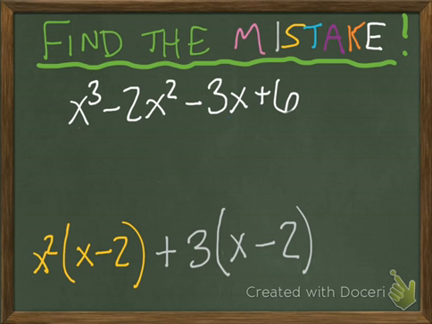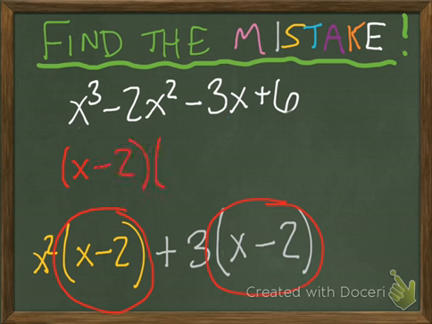I have now two new expressions, both my insides of parentheses are x minus 2, and between them I have a plus sign. So now when I pull out the next common factor, that's x minus 2, I get x minus 2 times what's left, x squared plus 3.